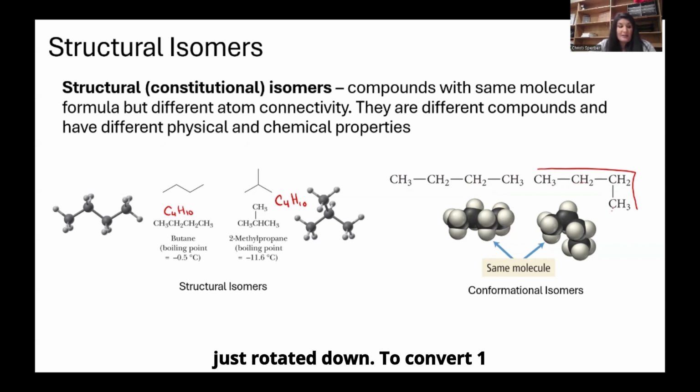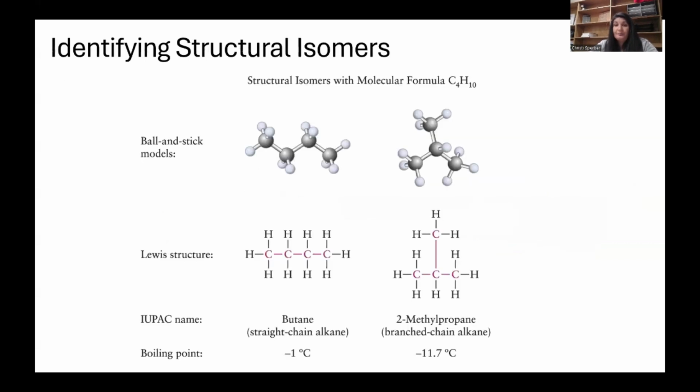It's just rotated down. To convert one structural isomer to another requires breaking 2 or more bonds and reforming 2 or more bonds. Converting one conformational isomer to another requires only rotating about 1 or more carbon-carbon single bonds. So you would just have to rotate around this bond to get back to this molecule. They are the same molecules and therefore have the same physical and chemical properties.